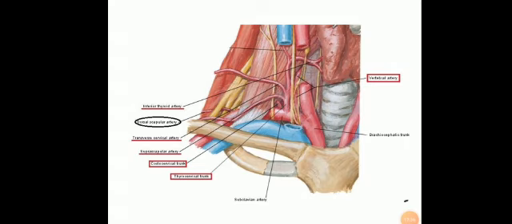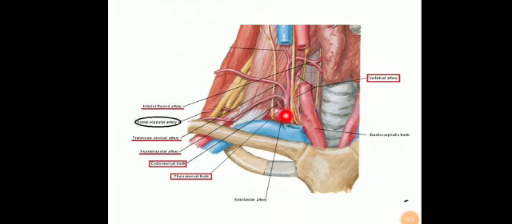Again, this is the subclavian artery. The subclavian artery is divided by the scalenus anterior muscle into three parts. The first part is located medial to the scalene anterior. The second part is located posterior to the scalenus anterior. The third part is located lateral to the scalenus anterior.